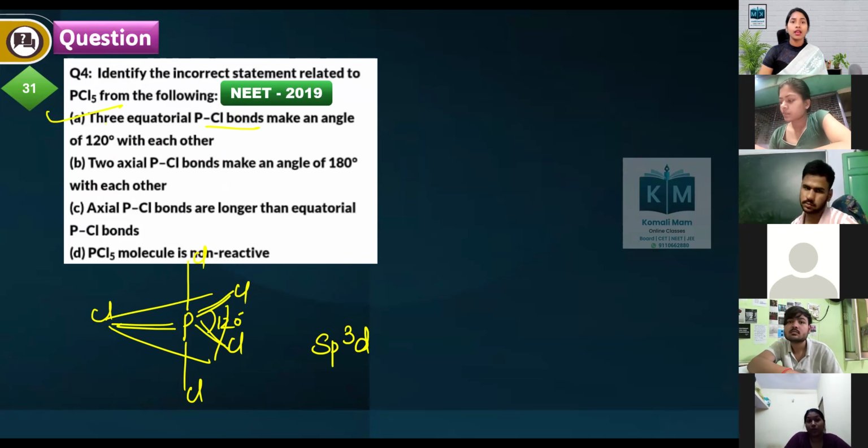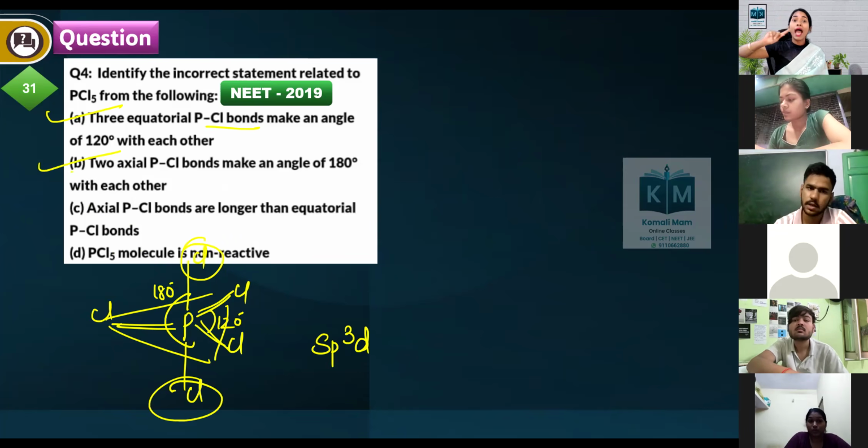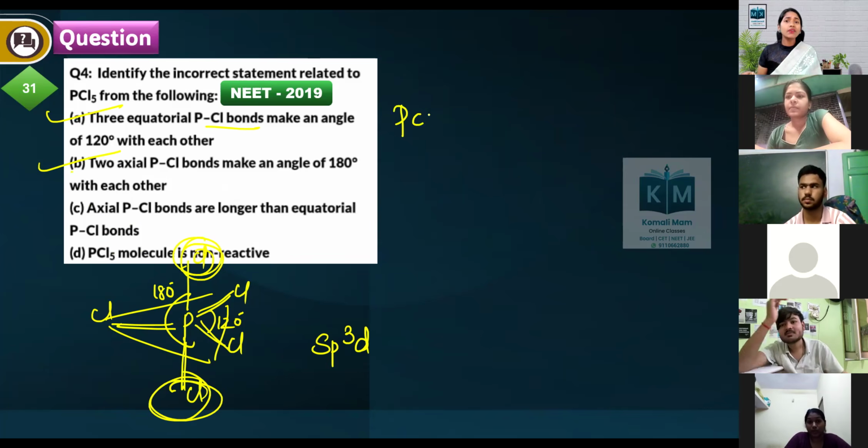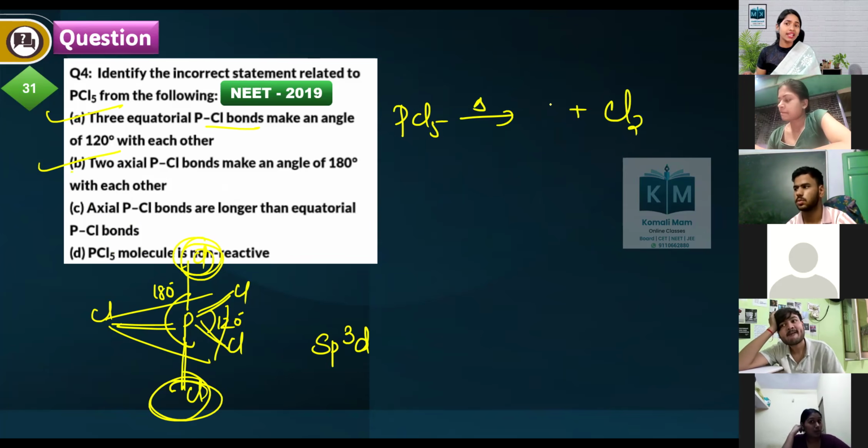All are in the same plane. 2 axial chlorines are present. The angle between the two is 180. One is above the plane, one is below the plane, correct? The axial P-Cl bonds are longer and more reactive when compared to the equatorial. That's why when you heat PCl5, the 2 axial chlorines break first and we get PCl3. So option C is also correct.